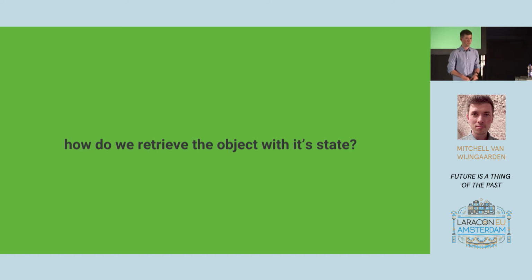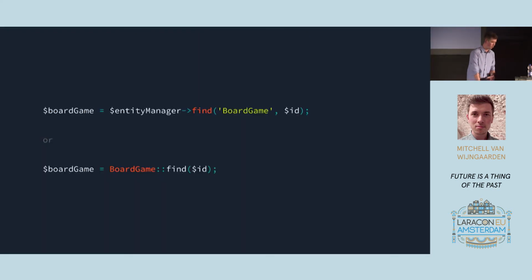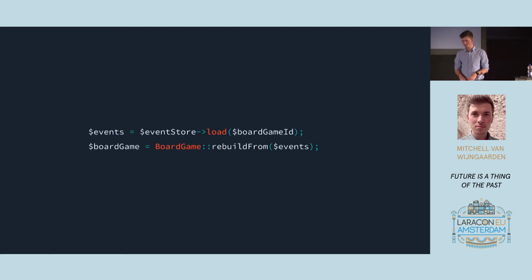So how do we go from all these events back to the latest state of this object? Well, normally with Doctrine, for instance, or with Eloquent, you would have the ID of a specific thing, and then it would populate the class with it, right? Well, with event sourcing, it's actually very simple.